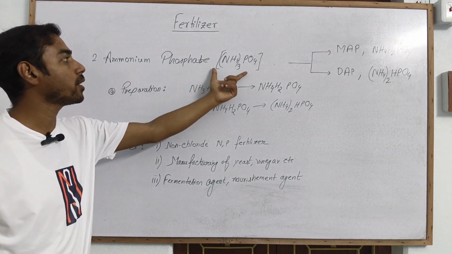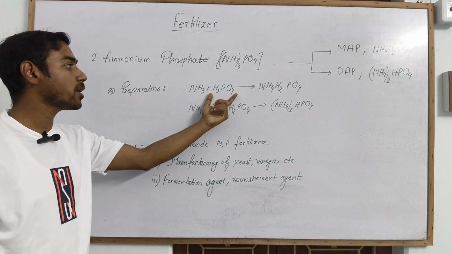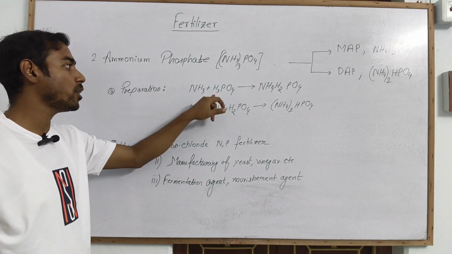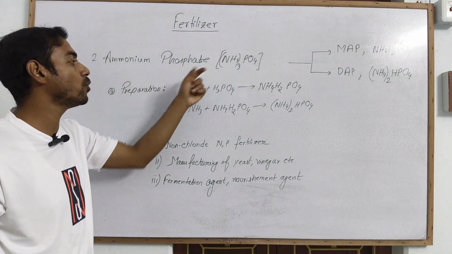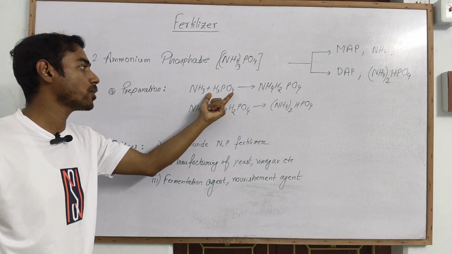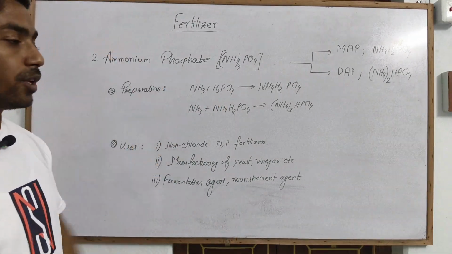And how you can get the overall ammonium phosphate, that is (NH4)3PO4. As you can see, in the phosphoric acid there are a total of 3 replaceable hydrogen atoms. So to prepare this (NH4)3PO4, you need 3 ammonia molecules to react with this orthophosphoric acid to get (NH4)3PO4, or this ammonium phosphate.